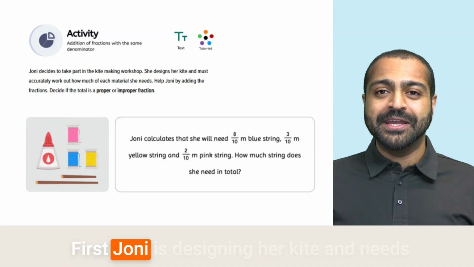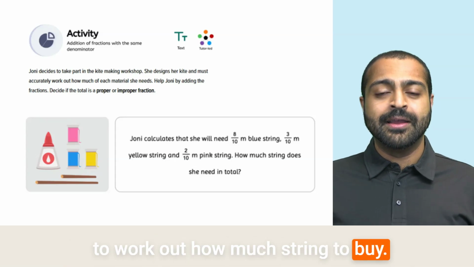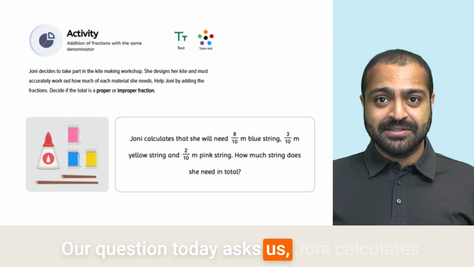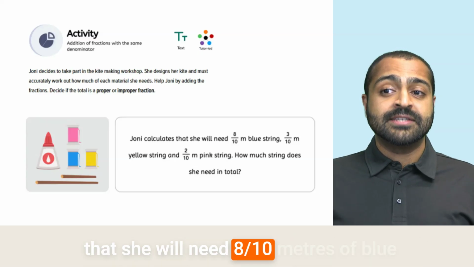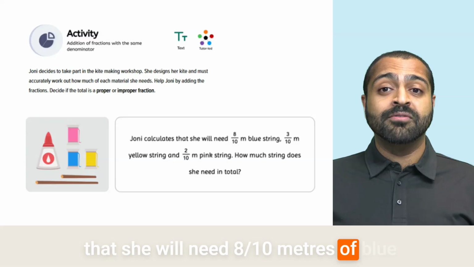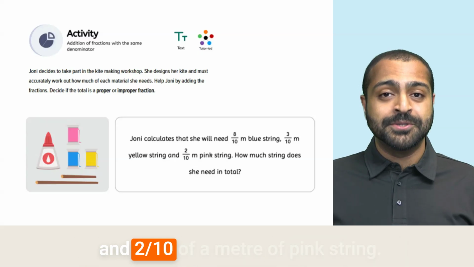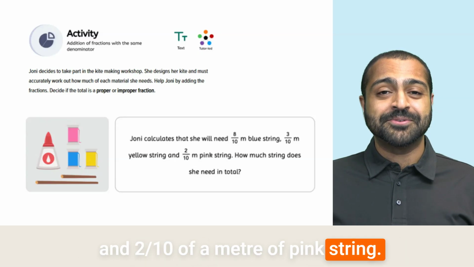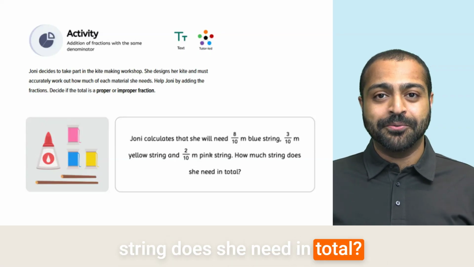First, Joni is designing her kite and needs to work out how much string to buy. Our question today asks us, Joni calculates that she will need 8/10 meters of blue string, 3/10 of a meter of yellow string, and 2/10 of a meter of pink string. The question is, how much string does she need in total?